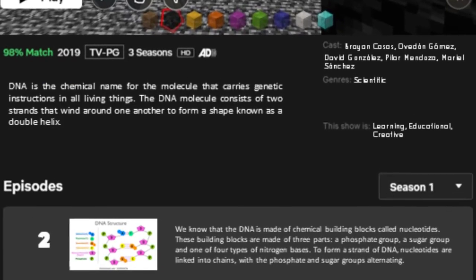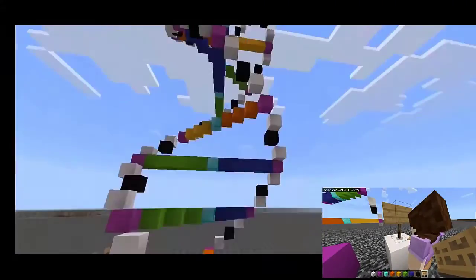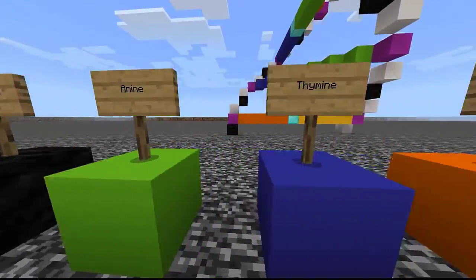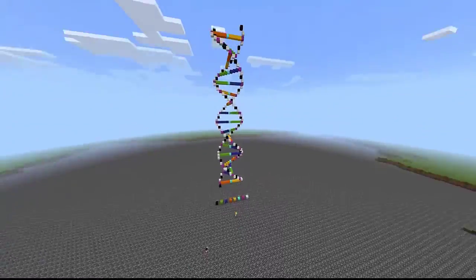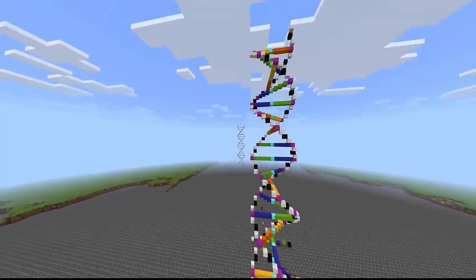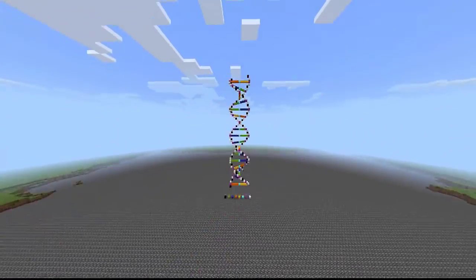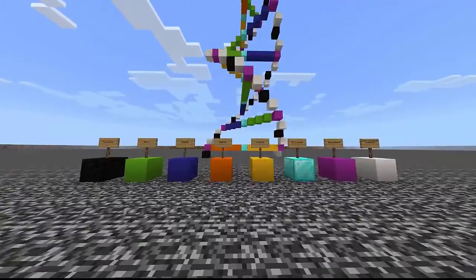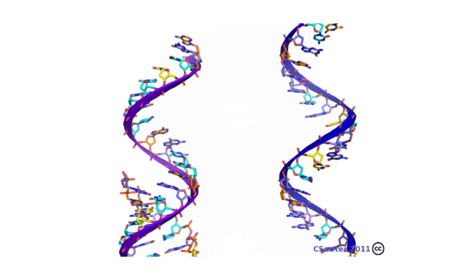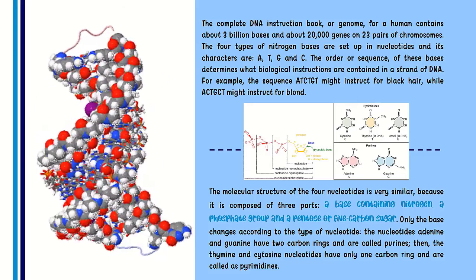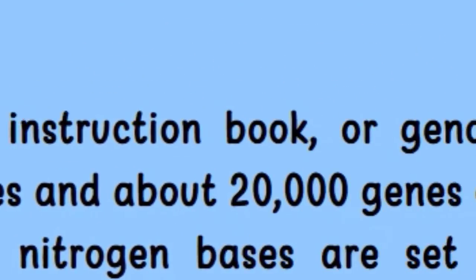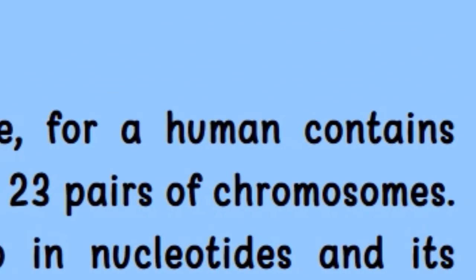Okay, now I'm going to talk about the structure and chemical composition. We know that DNA is made of chemical building blocks called nucleotides. These building blocks are made of three parts: a phosphate group, a sugar group, and one of the four types of nitrogen bases. To form a strand of DNA, nucleotides are linked into chains, with the phosphate and sugar groups alternating. The complete DNA instruction book, or genome, for a human contains about 3 billion bases, about 20,000 genes, and 23 pairs of chromosomes.